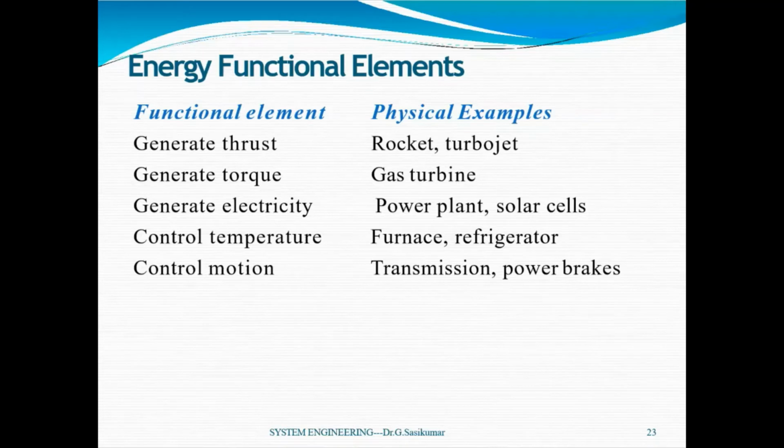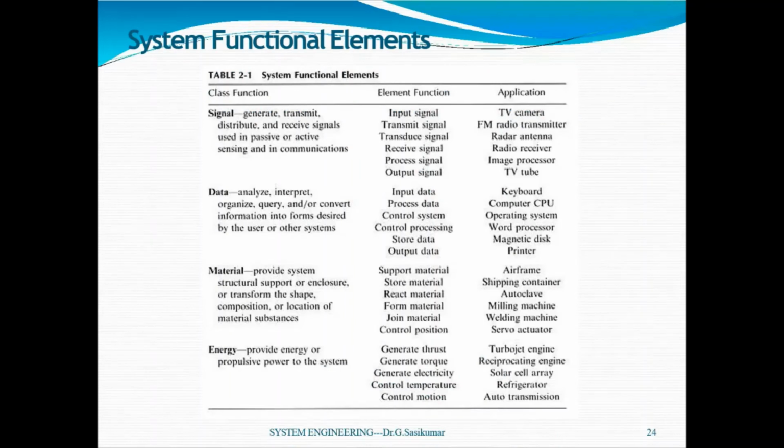And control motion is done by transmission and power brakes. So power brakes are widely used in the automobile industry too. Maybe in your two-wheeler or four-wheeler, you can apply the brakes to stop the vehicle. So these are the functions in energy function elements. So this is on hold. So what are the system functional elements? We have four categories of function. One is signal, another is data, third is material, and final one is energy. So these are the four different categories of system functional elements where we can use it for different physical objects.